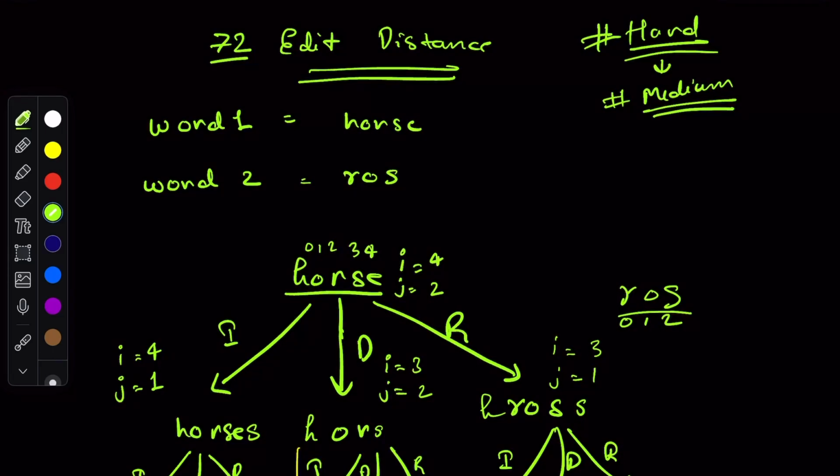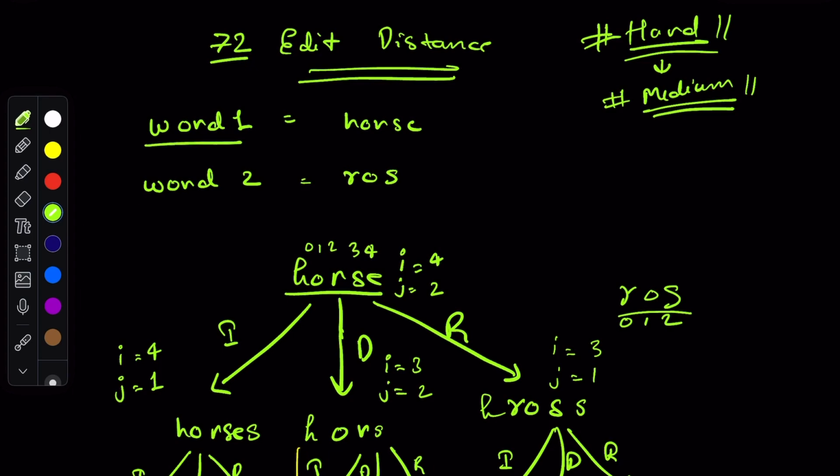Okay, today we will look at problem number 72, which is edit distance. Before, this was marked as hard, but now since it has become very popular, this has become quite medium, and this has become a basis of many other problems. So let's look at the problem.